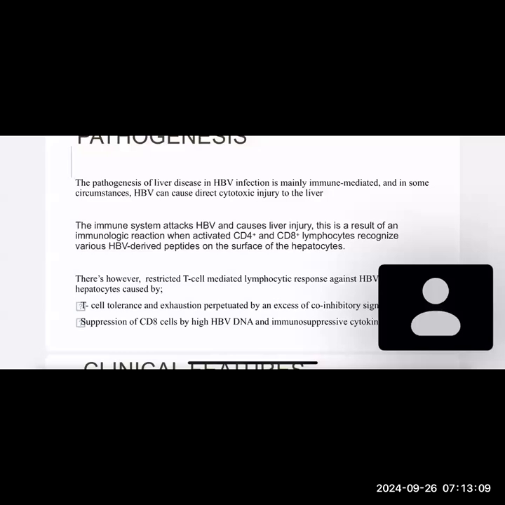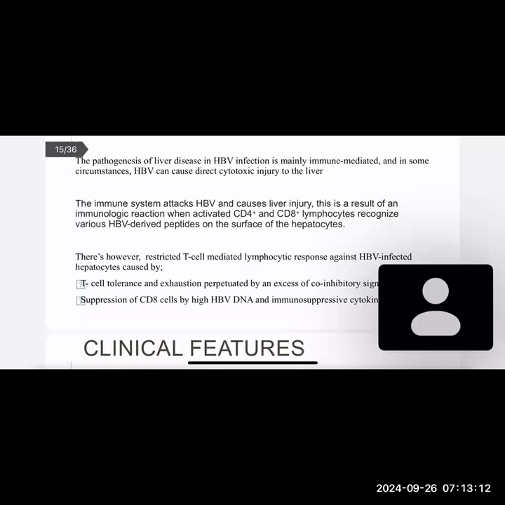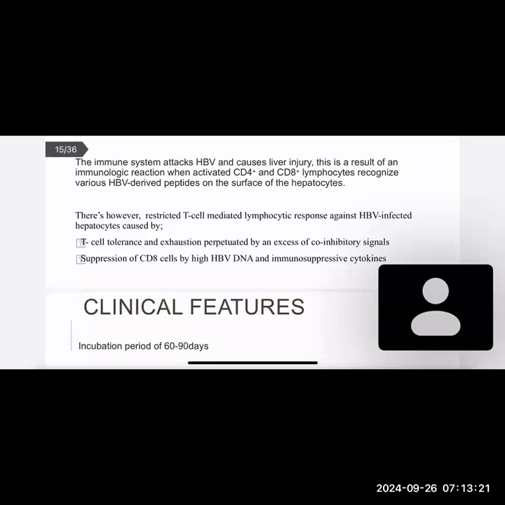But this is not all in the pathogenesis of the disease. There's also a restricted T-cell mediated lymphocytic response against the virus. And this is because there's a T-cell tolerance and exhaustion that is caused by excess of co-inhibitory signals. And also there's a suppression of the cells by high levels of HBV DNA and immunosuppressive cytokines.